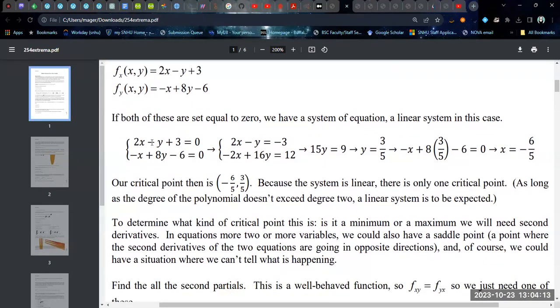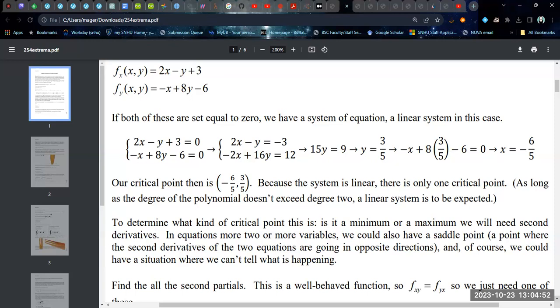And so I've rearranged my system. I put the constants on the other side of the equation, and then I have multiplied my second equation by 2 so that the negative 2x and the 2x can cancel, and I end up with y equals 3/5. And then if I plug y back into one of my equations to solve for x, then I end up with x is negative 6/5. Now that's our critical point. There's only one in this case because this is a second order problem, second degree equation, and so there can be only one critical point.